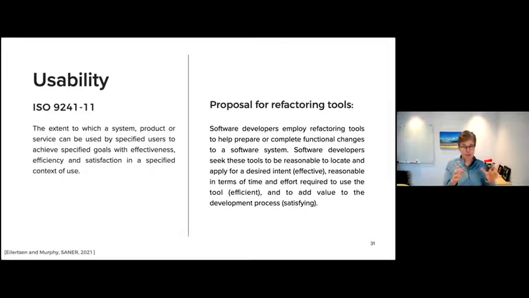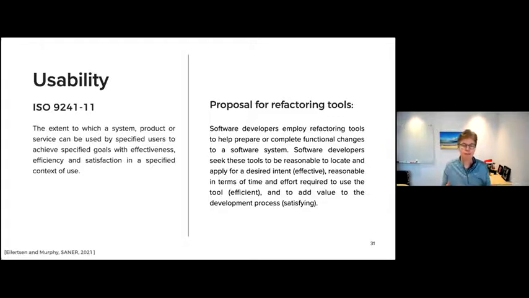So we took that definition and we said, okay, based on what we learned from the study we just conducted, what if we tailored this definition for a theory of what we think usability is for refactoring tools? So we did that, and you can see that we started to define what effective means, that it might mean locating and applying in a reasonable amount of time for a desired intent.